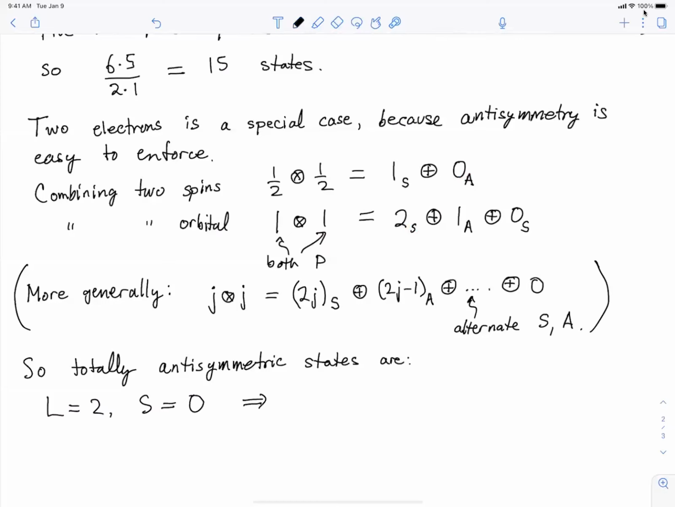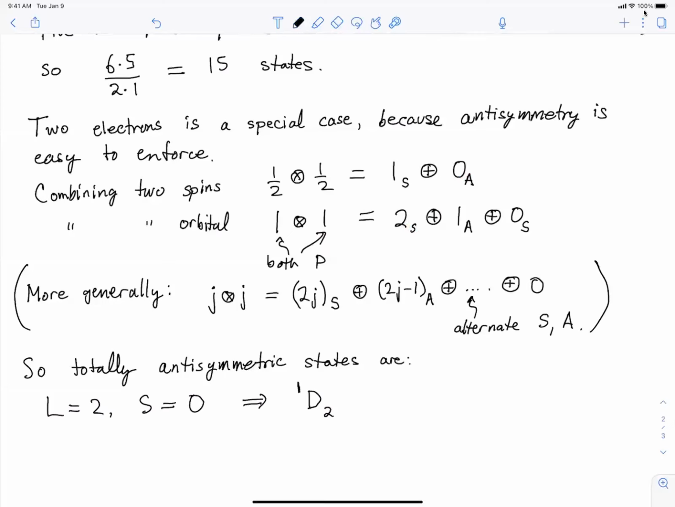Let's write that in spectroscopic term notation. If S equals 0, that means the pre-superscript is 1. L equals 2 means it's a D state. And the only thing we can get for J when we combine 2 with 0 is 2 again.